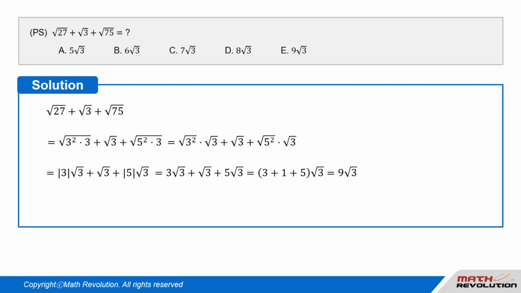Equals modulus 3 times square root of 3 plus square root of 3 plus modulus of 5 times square root of 3, equals 3 times square root of 3 plus square root of 3 plus 5 times square root of 3, equals 3 plus 1 plus 5, whole times square root of 3, equals 9 times square root of 3. Therefore, the term square root of 27 plus square root of 3 plus square root of 75 is equal to 9 times the square root of 3.